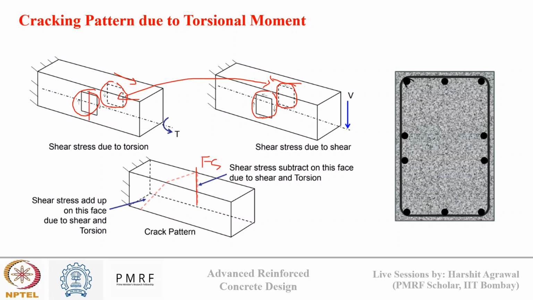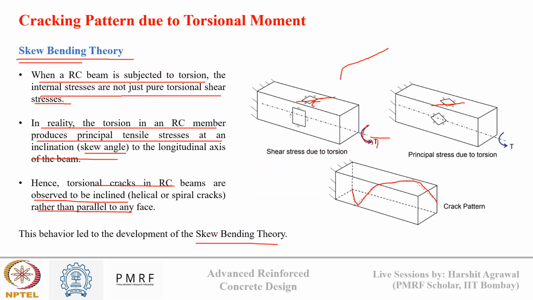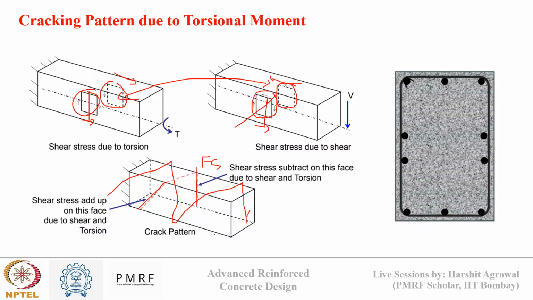However, on this face, the torsion and shear are in the same direction. So on this face, there will be cracking that propagates along the principal axis. There will be stress, so the crack will propagate at an angle. That's why the crack pattern may change. It may look like this: then again vertical, then again inclined, then again inclined. So this is the crack pattern. Depending upon the combination of forces, the crack pattern can change.